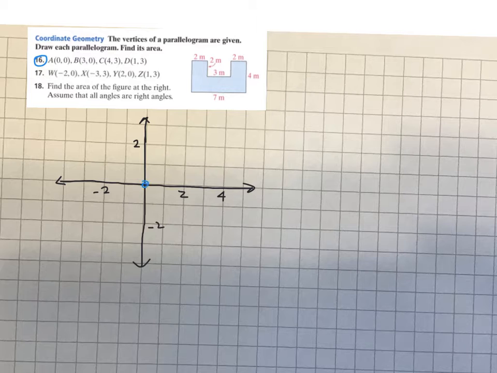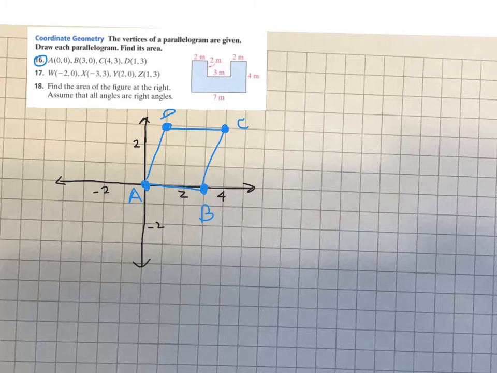So I have point A, which is at 0, 0. Point B is at 3, 0. So here's B. C is at 4, 3. So I go over 4, up 3. And this is point C. And point D is at 1, 3. So this is my point D. If I connect all these points, we can see that we have a parallelogram.